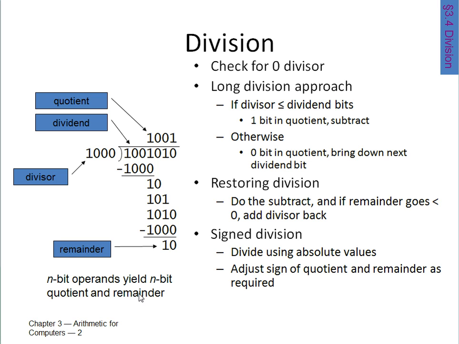Now we have n-bit operands. In most cases, we're going to be dealing with 32 at the moment, but a lot of machines are 64-bit. What we're saying at this moment is we're going to be dealing with both divisors and dividends that are n bits, 32 or 64. And our quotient and remainder, the two answers, are also going to be 32 bits.